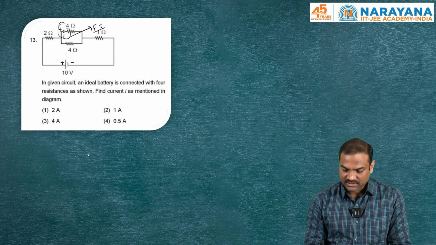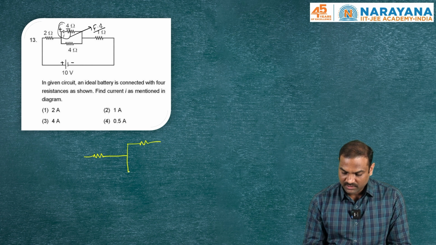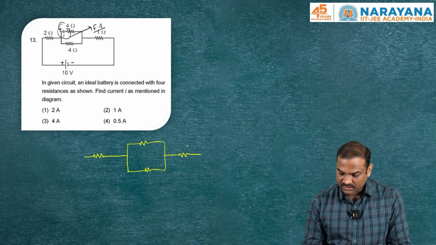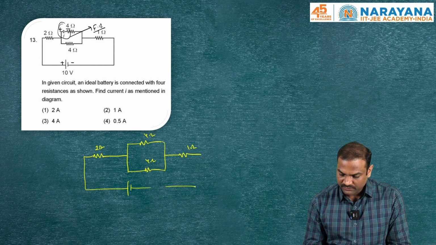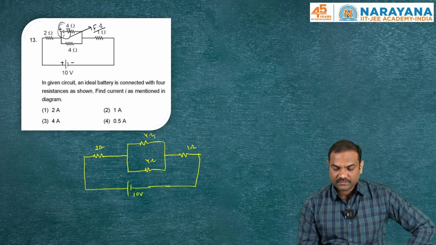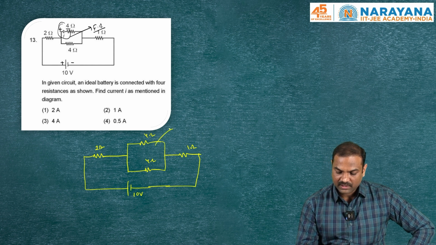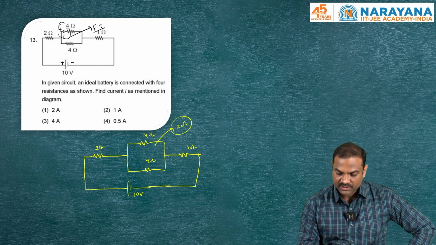Then the circuit we can redraw something like this. You can remove the diode, then the 4 ohm and 4 ohm will be in parallel, then this is 1 ohm, this is 4 ohm and 4 ohm, and this is 2 ohm, connected to a battery of 10 volt. The 4 ohm and 4 ohm are in parallel, so the net value becomes 2 ohm, then 2 plus 1, all in series.